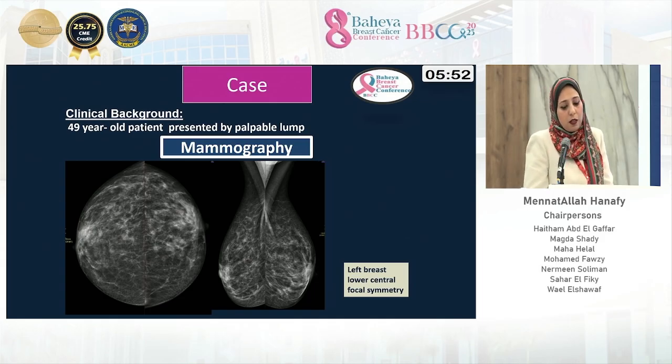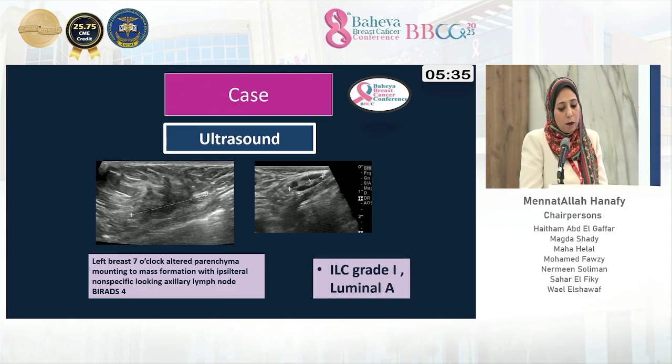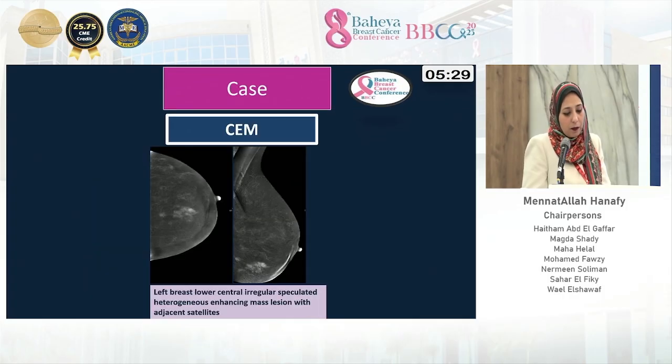49-year-old patient presented with a palpable lump. Her mammography showed left breast lower central focal asymmetry corresponding to ultrasound to left breast 7 o'clock altered parenchyma amounting to mass formation with ipsilateral non-specific looking axillary lymph node, given by RAS-4. Biopsy was taken, and it was invasive lobular carcinoma grade 1 luminal A.